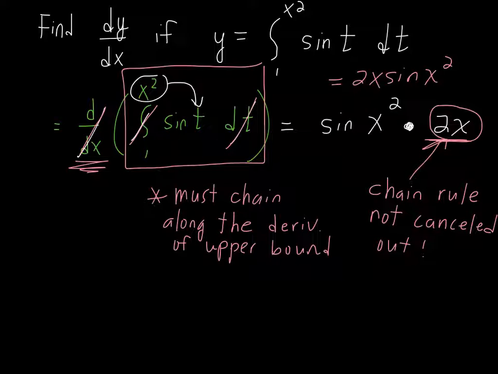Well, think about what you're really chaining along. If there's an x, if we chain along its derivative, the derivative of x, of course, is 1, so we don't have to bother to write that.